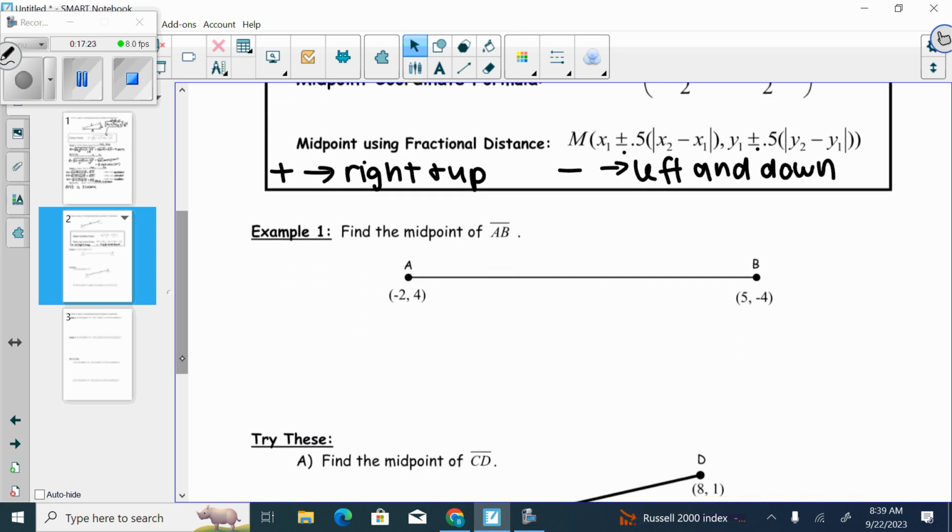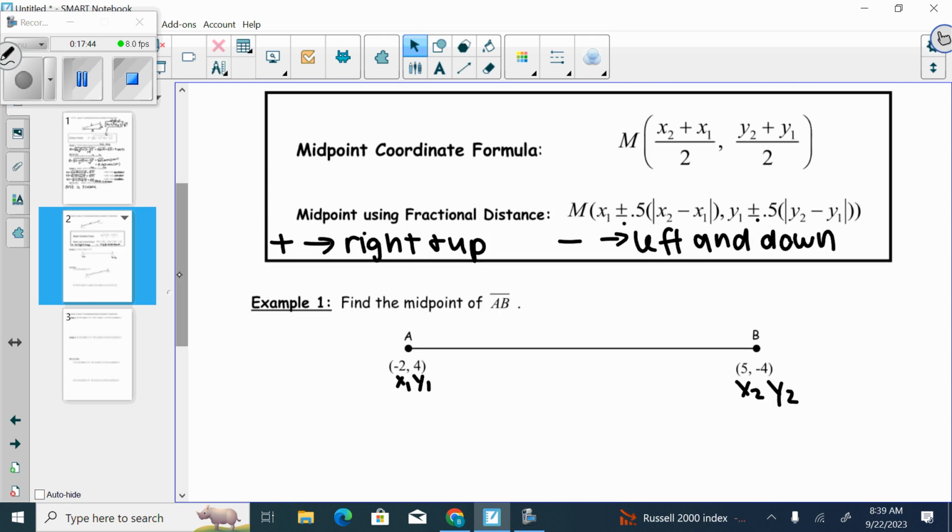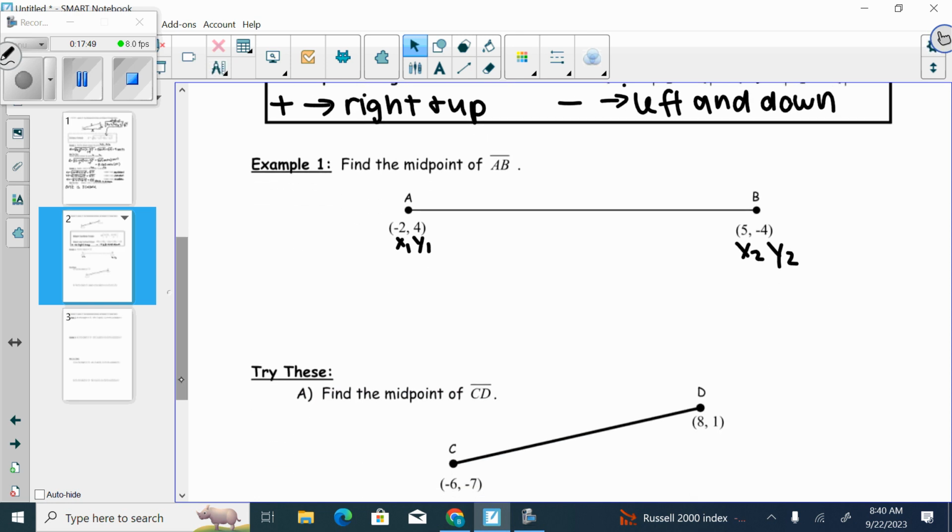Okay, so let's look here at example 1. It says to find the midpoint of AB. So this would be my x1, y1. This would be my x2, y2. All right, so maybe on this first one, we use that first formula from up above. This one here, where it says we just average the x's and average the y's. Okay, if that's the case, for my midpoint this time, I'm going to have x2 plus x1, and my numbers would be what for x2 and x1?